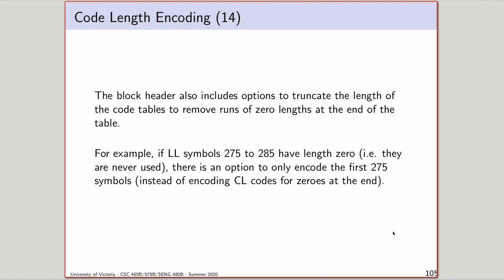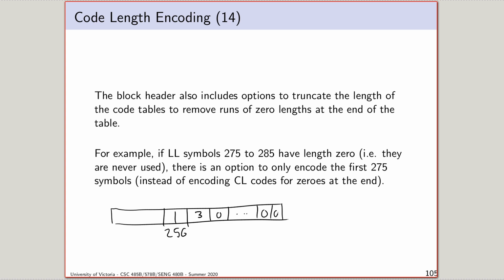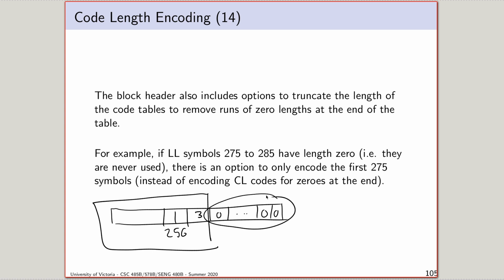The block header includes a bunch of other options that allow us to truncate the length of tables if they contain zeros at the end. So, for example, if my LL code is a bunch of stuff, it ends here, and here's symbol 256. We know it always appears once. And here's symbol 257, it appears 3 times, but everything else appears 0 times. I am allowed to indicate in the header that I'm only going to store the entries up to here, and that all the other entries should be assumed to be 0. So I don't even need to encode this run of zeros with the CL code. I can, but I don't have to do that.